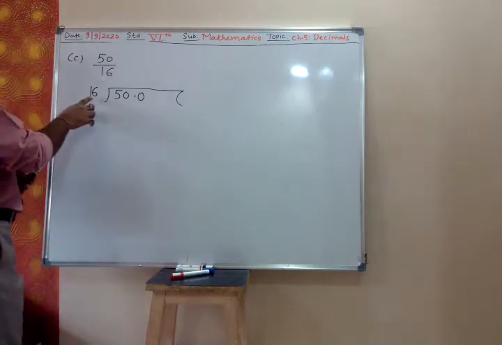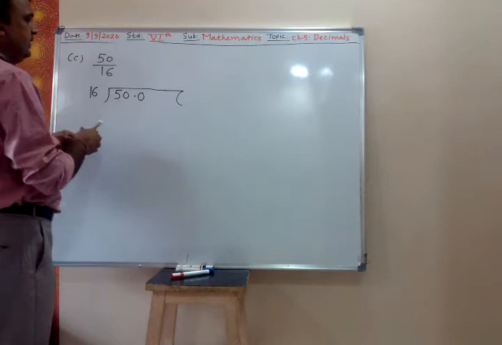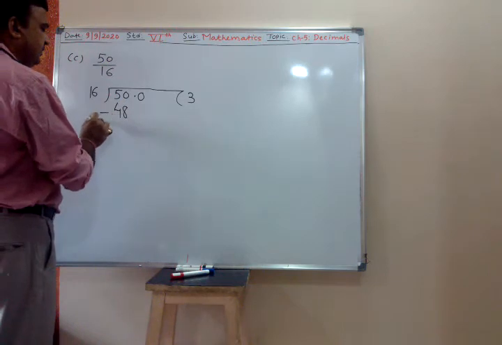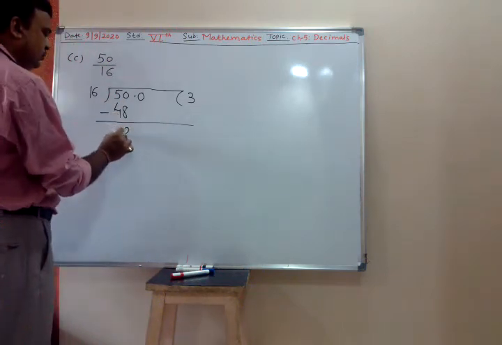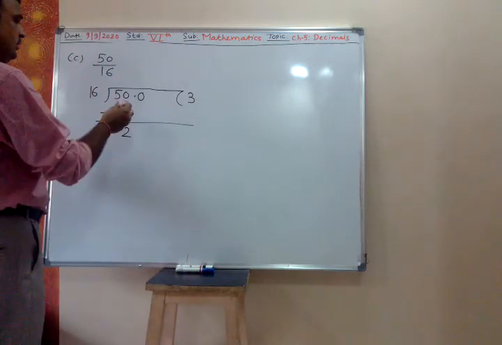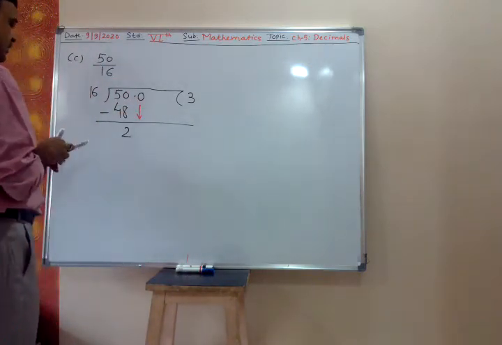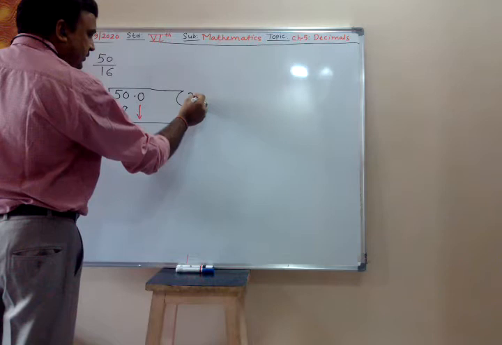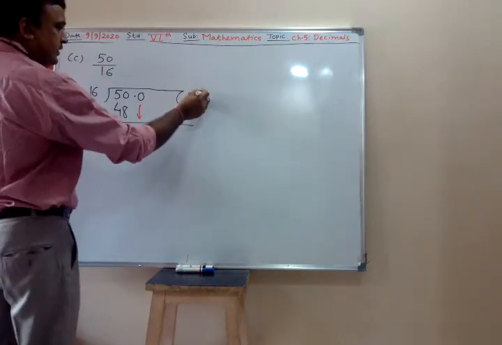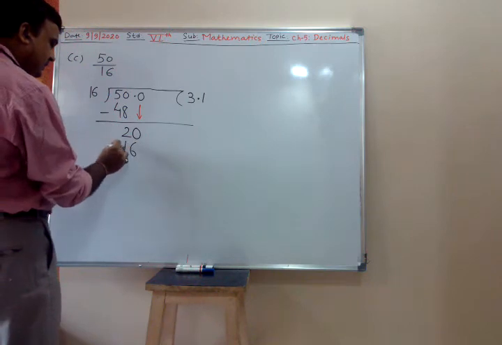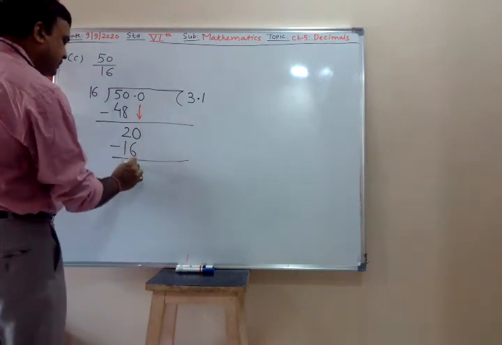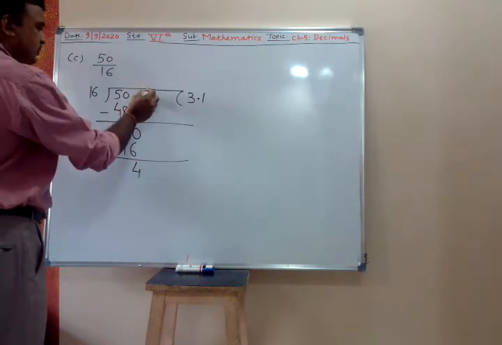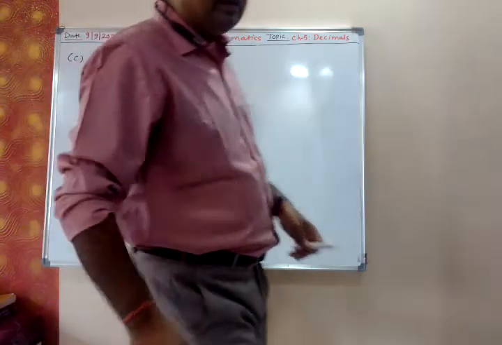Now we have to see the table of 16 and 50. So 16 threes are 48. 50 minus 48 is 2. Then I will carry 1 0. This becomes 20, and there it is the dot, so I will write the point. Then 16 ones are 16. 20 minus 16 is 4. Now what will I do? I will add one more 0.